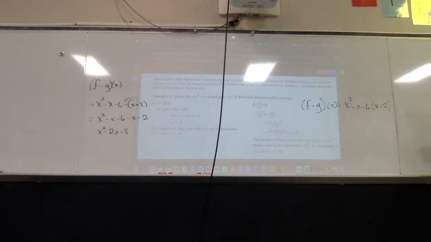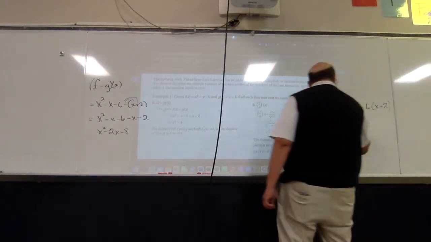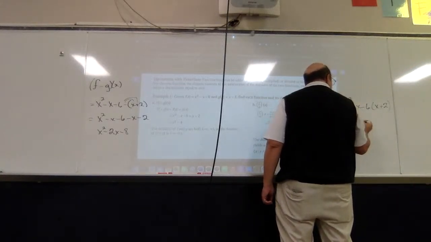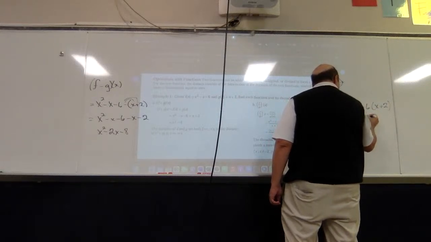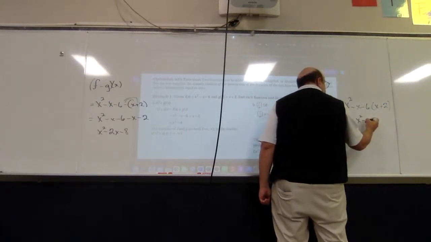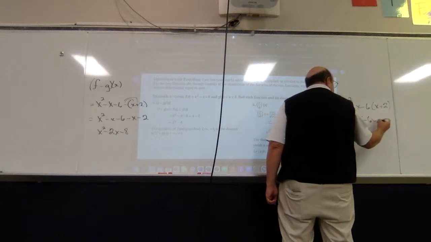All right? So I have to distribute this x to every single piece here, and I have to distribute the 2 to every single piece here, right? It's just like foiling, only I have a trinomial here, okay? So x times x squared is x cubed. x times negative x is negative x squared. x times negative 6 is negative 6x.